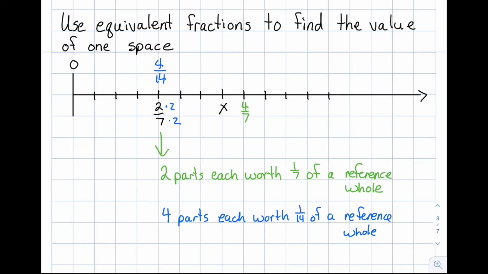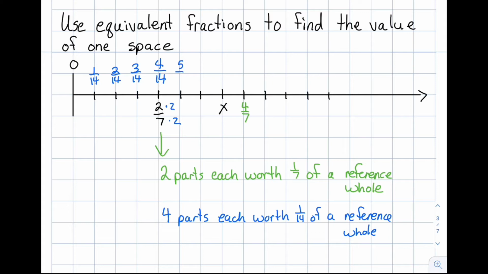So I can just go ahead and label them. 1/14, 2/14, 3/14, and I can continue on in that fashion. So I found the value of 1 space just by writing an equivalent fraction.